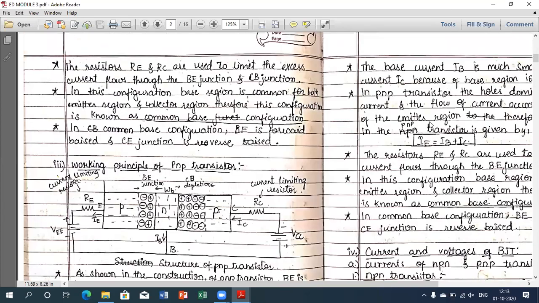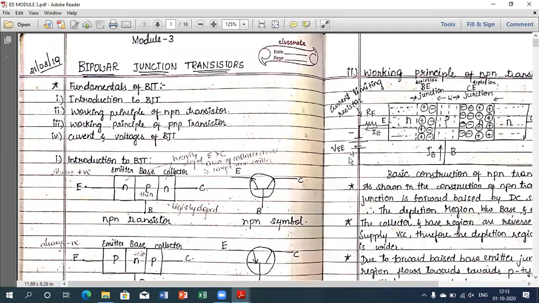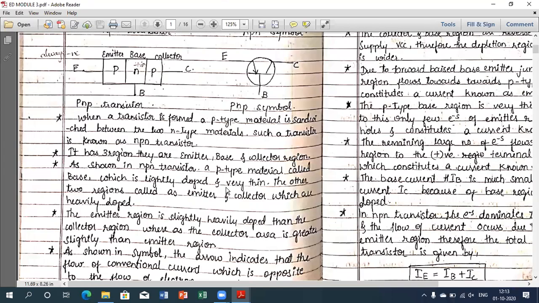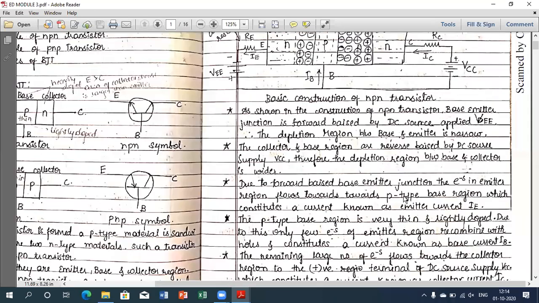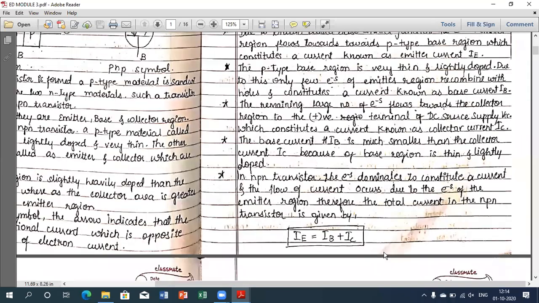Instead of negative to positive as we had in NPN, here it is a little bit different. It is positive to negative, just opposite. The remaining stuff is exactly the same, which is explained in the NPN transistor. I hope you guys do this on your own by taking the explanation of NPN transistor. Only the polarity will change, but the explanation remains the same. Wherever I said electrons, that should be replaced by holes. That's it. The remaining explanation is the same.